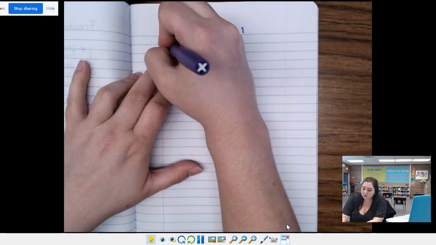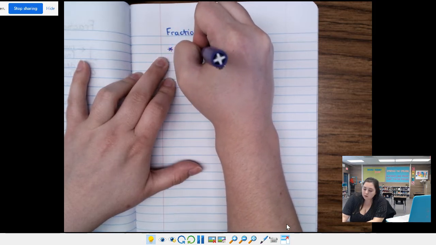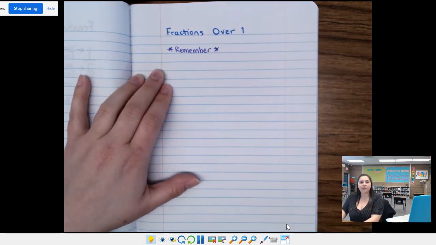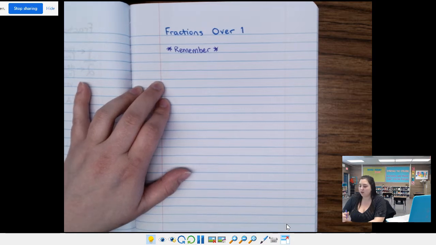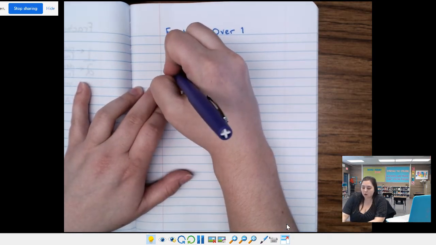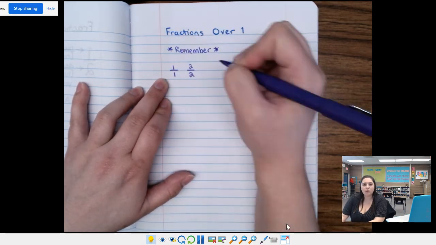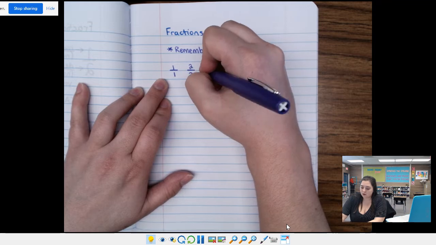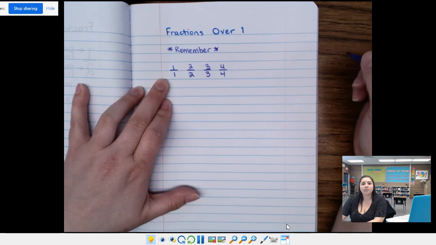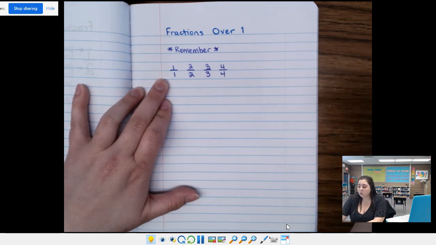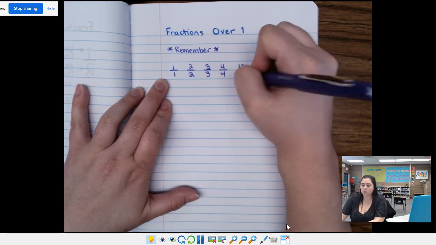Fractions over 1. So here's an important thing to remember. I'm going to put a little star and say remember. If we're going to talk about fractions that are over 1, let's talk about fractions that are the same thing as 1. So some examples of that: 1 over 1, 2 over 2, 3 over 3, 4 over 4, 5 over 5, 6 over 6, 7 over 7. No matter what the number is, it could be 127 over 127.